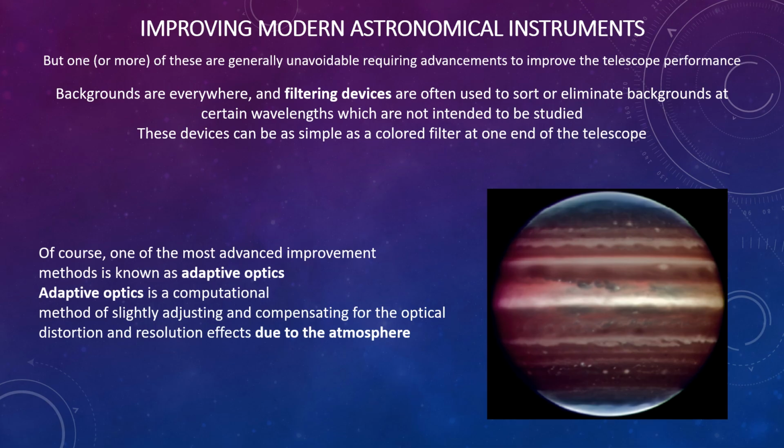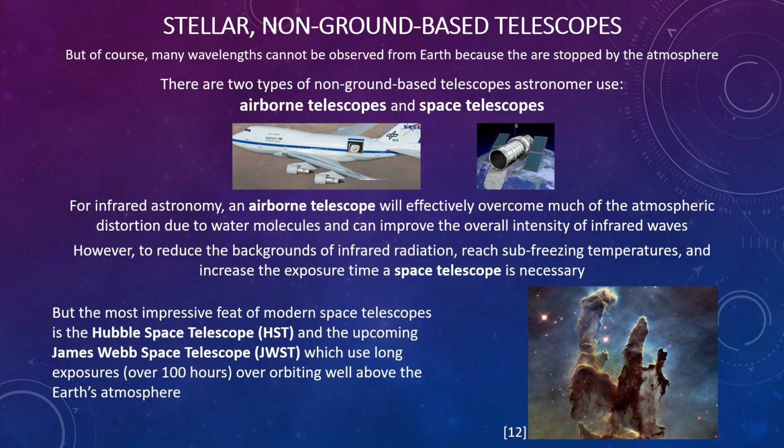So being able to use adaptive optics on telescopes here on the ground is incredibly useful and efficient, and it's just really cool. We mentioned that the atmosphere kind of filters out some of these wavelengths, and so there are a couple ways to get around that.